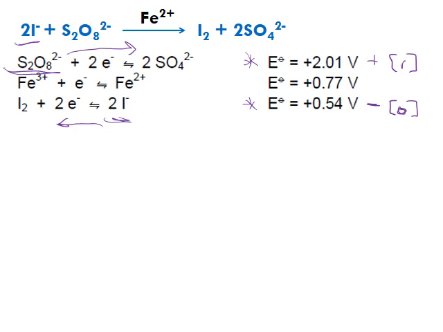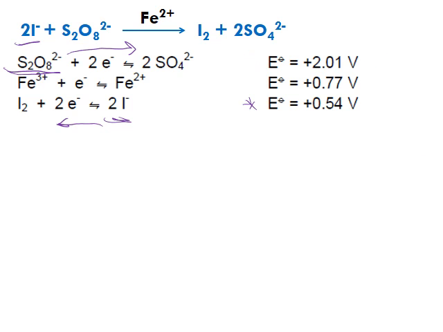I could work out the E cell just to prove it. So E cell is going to be E of the reduction minus E of the oxidation, so 2.01 minus 0.54. And we can see that's going to give us a large positive value, so that's going to happen. Let's now go on to the question. I'll just get rid of these markings, they're not very helpful.